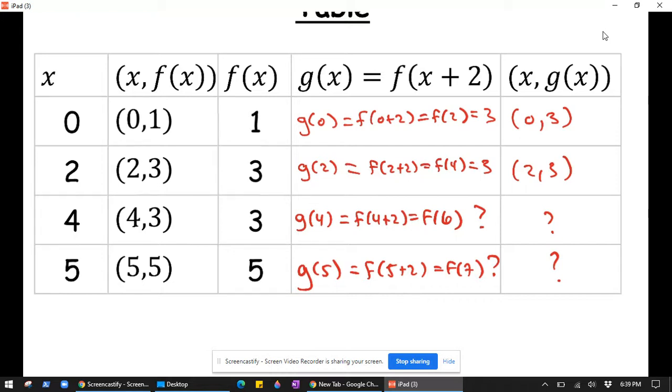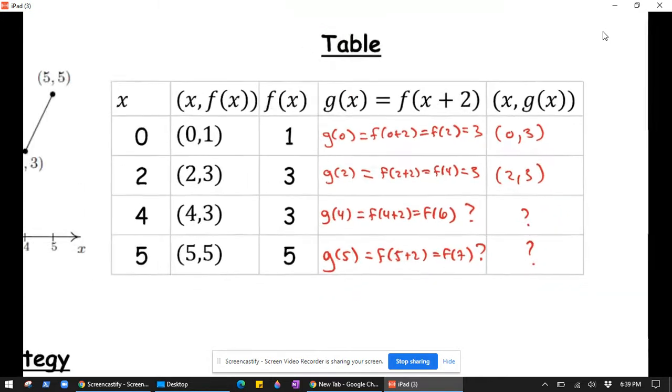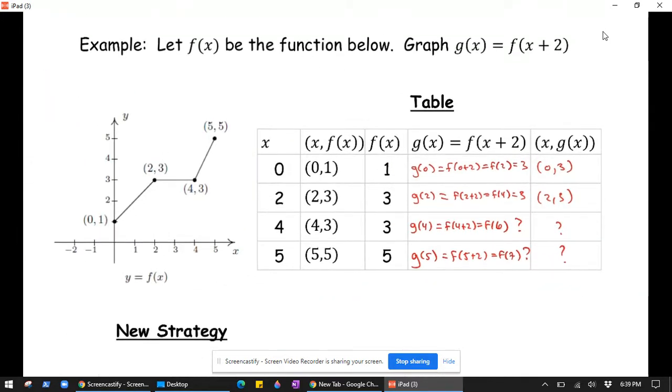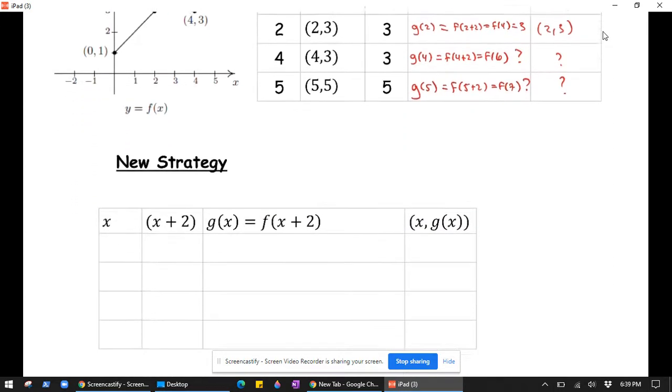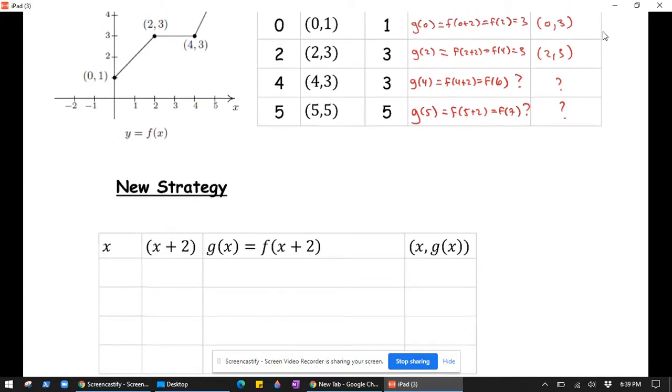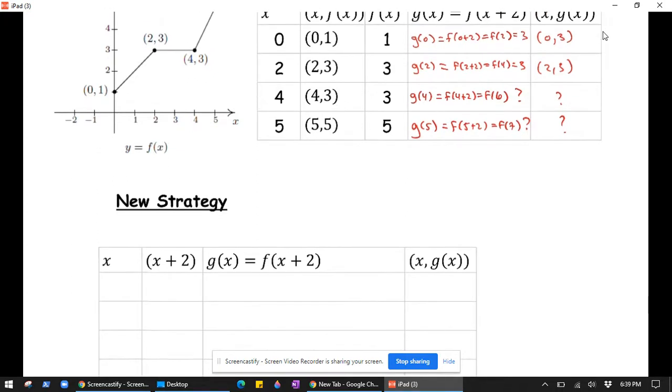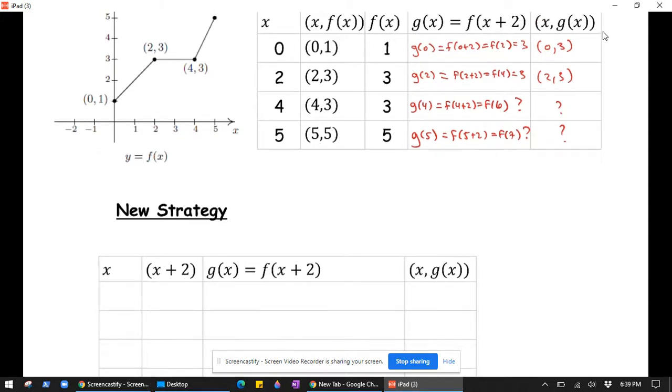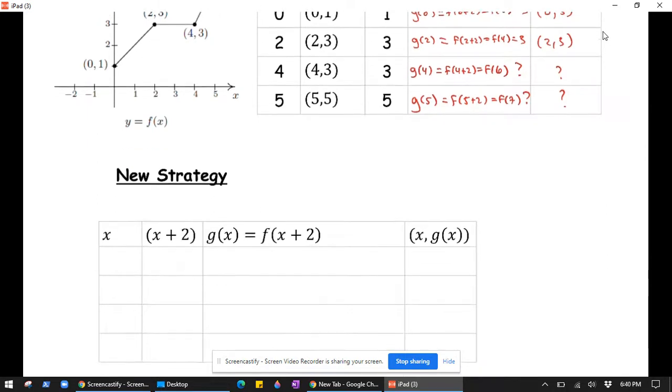So this strategy didn't really work for us, and we were lucky we got so far, because sometimes it doesn't work at all. So we have to think of a new strategy for figuring out how the graph of f gets affected by this transformation. So here's our new strategy. I have a different table here. What I'm going to claim is that we want to not imagine the 0, 2, 4, and 5 as being x. We want to imagine those being x plus 2. So I'm going to copy them here and then talk about why this makes some sense.